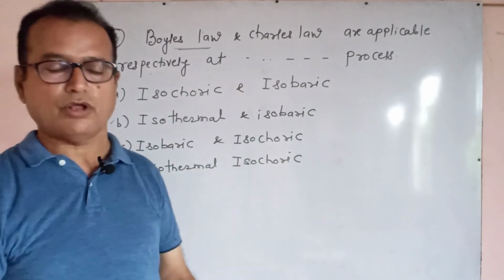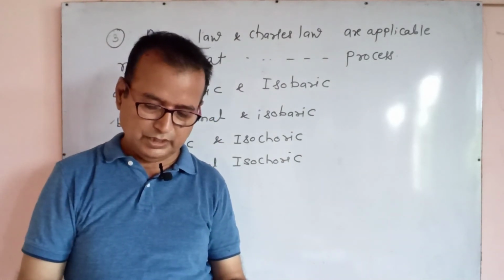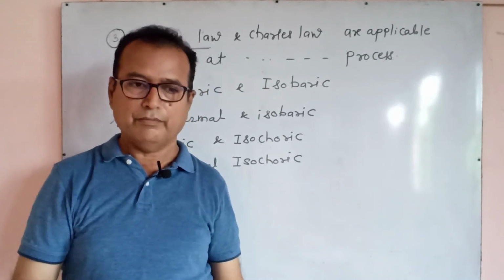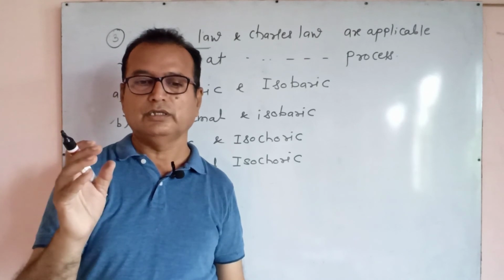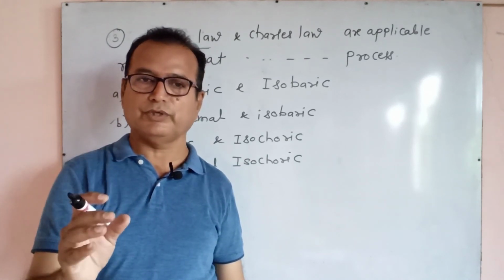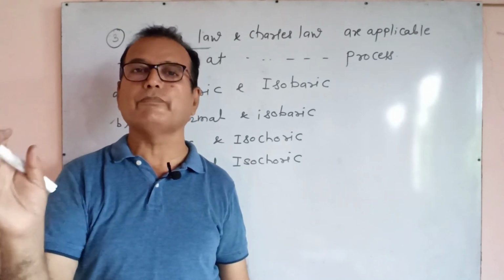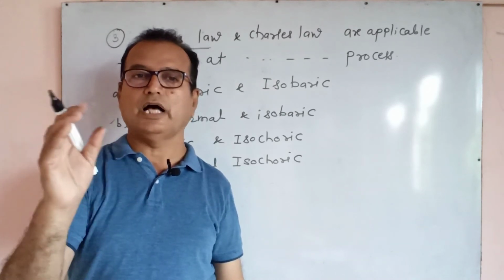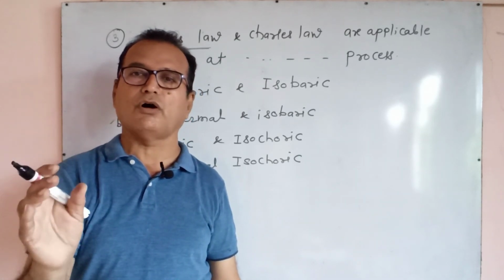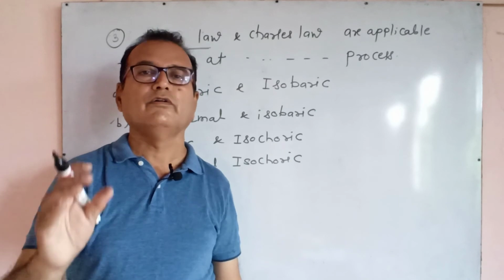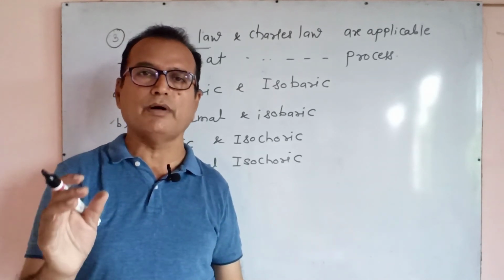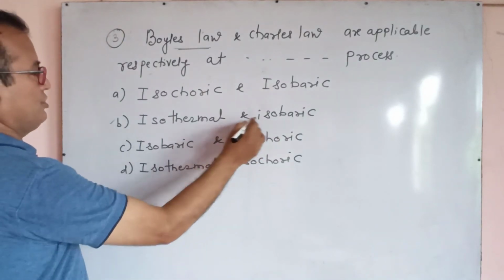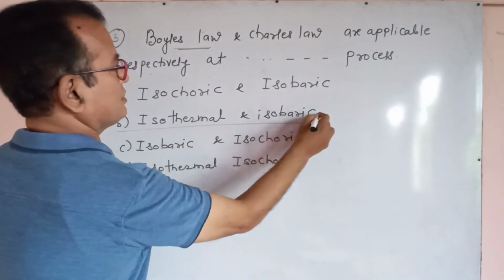But about Charles' law: in Charles' law the pressure is constant. When the pressure remains constant, the volume of a given mass of a gas varies directly as temperature. Volume is directly proportional to temperature in Charles' law. When the pressure is constant, the process is isobaric. So our answer is this.